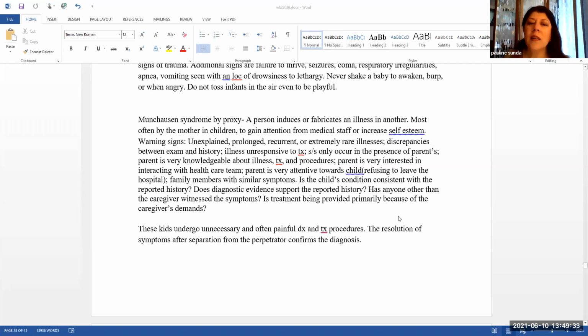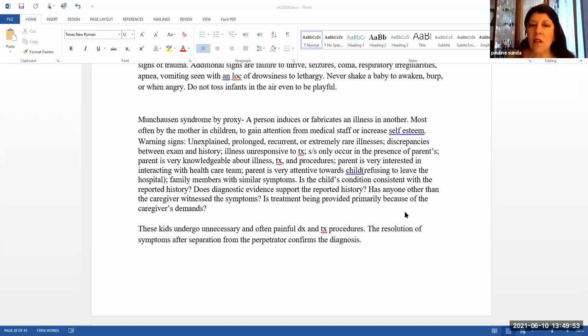Munchausen syndrome by proxy. So this is a person, unfortunately, it's more often the mother, who induces or fabricates an illness in someone else. So it's the child. Most often it's by the mother, like I said, in children, to gain attention from medical staff or increase self-esteem.